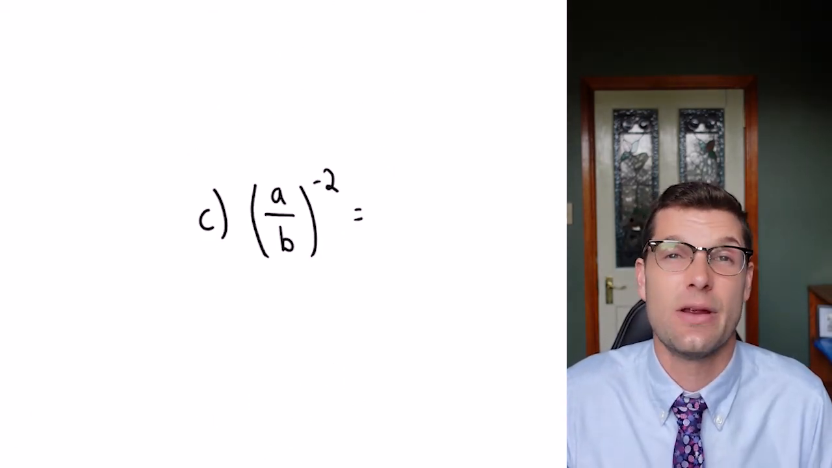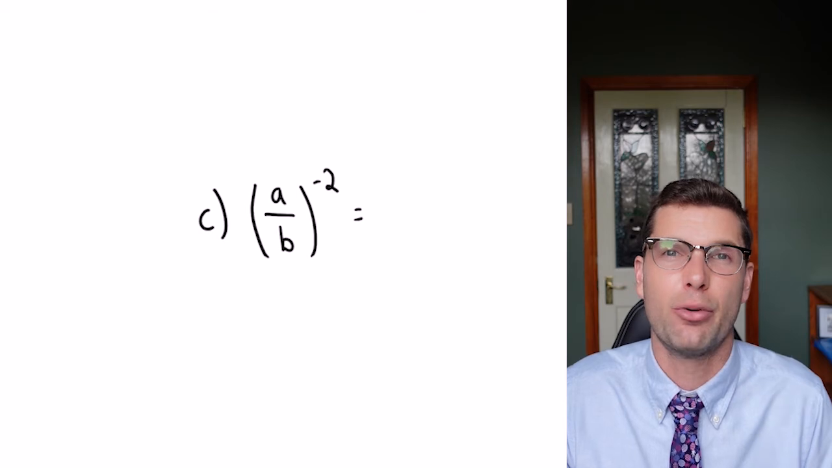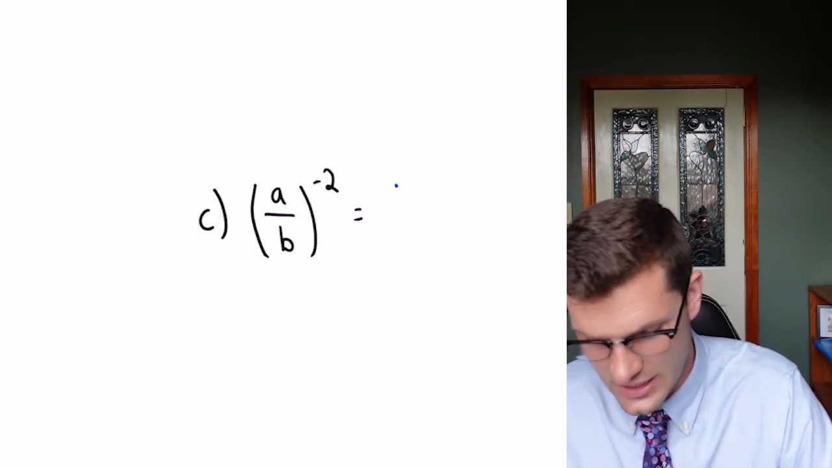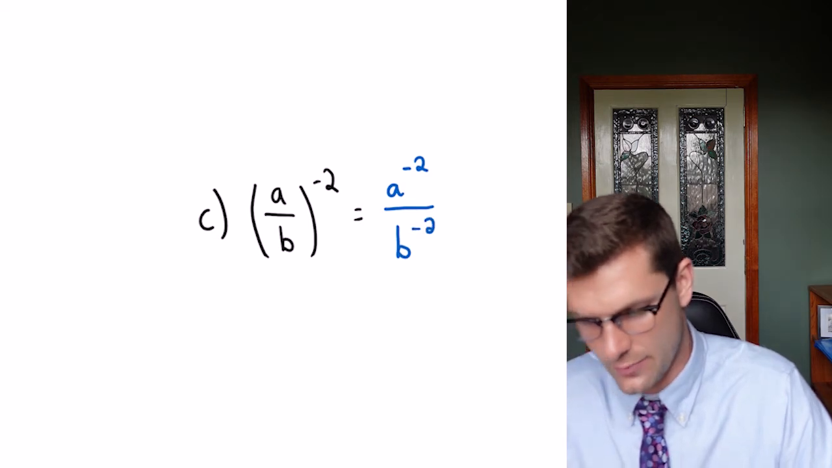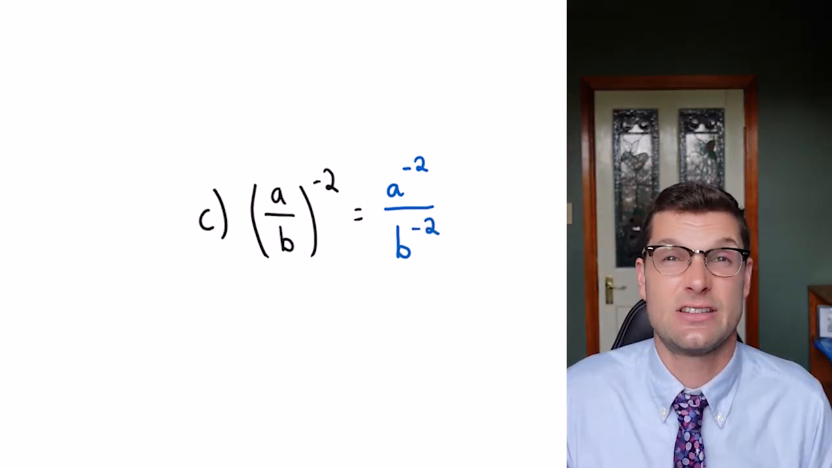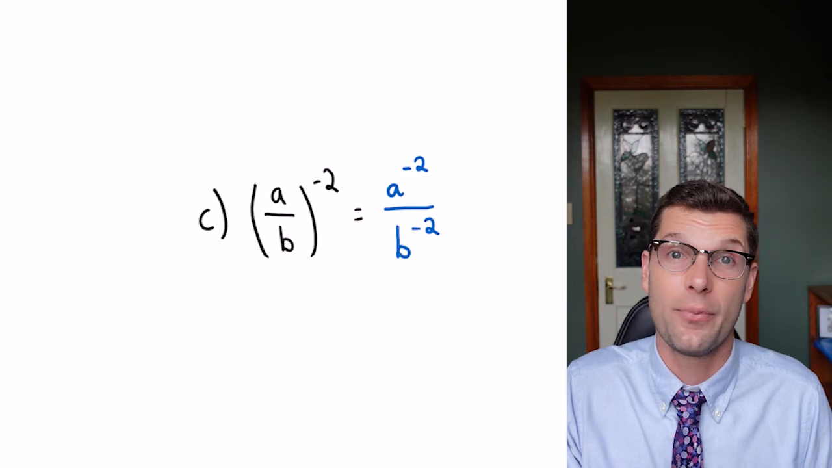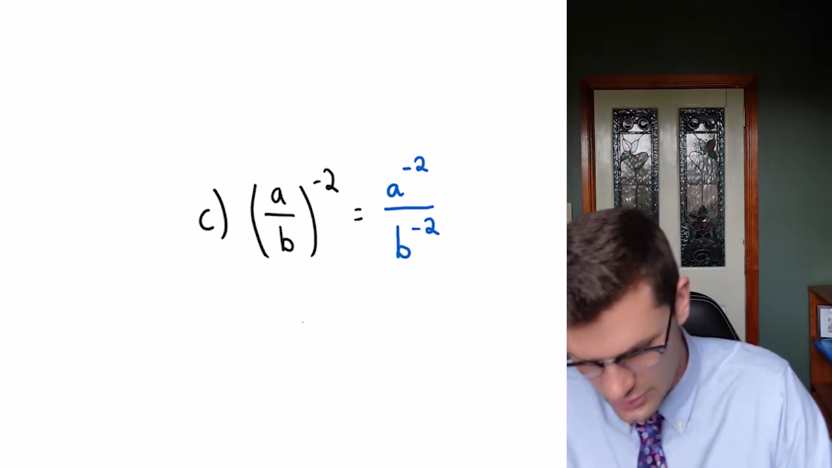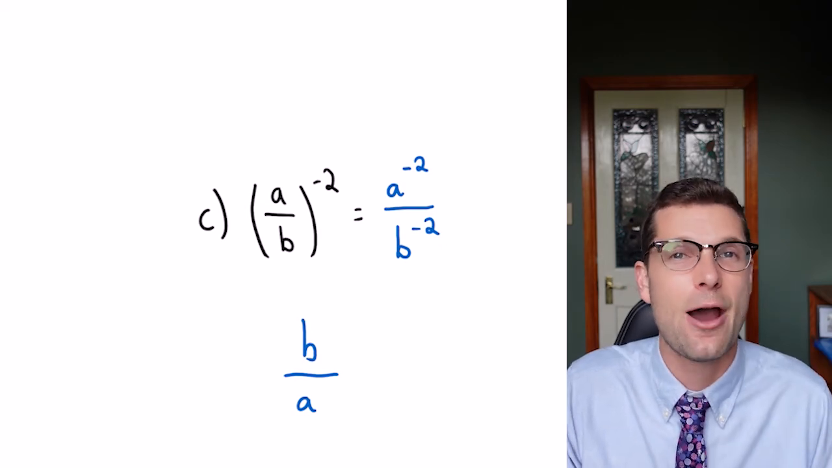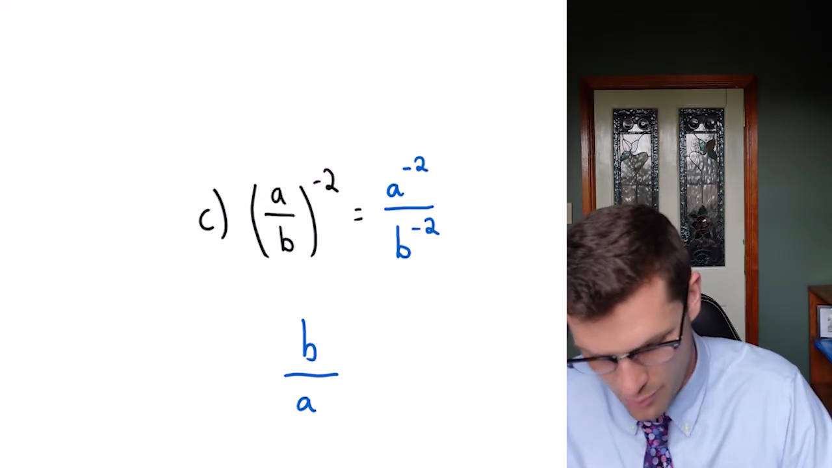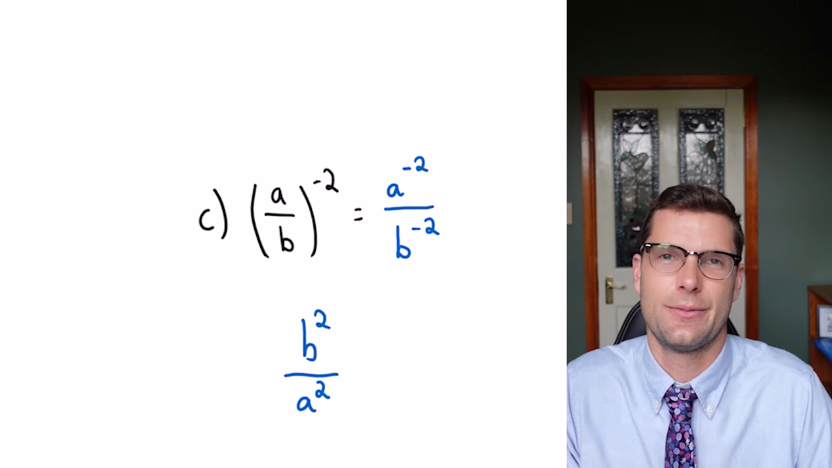Finally, this is a little bit of all our skills together. With the brackets, this minus 2 changes a to being a to the minus 2 and b to being b to the minus 2 as well. Because they're both negatives, we can swap them in the fraction. So we've got b over a, and both of their powers become positive. So b squared over a squared.